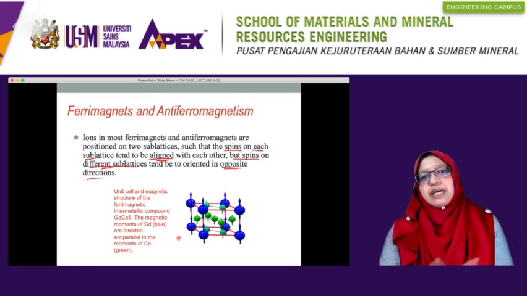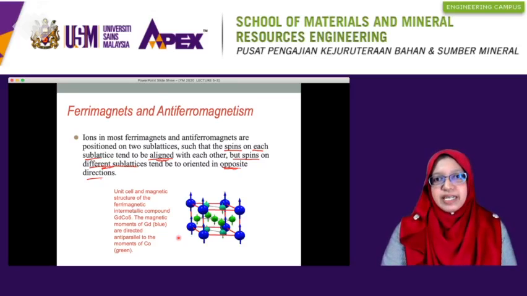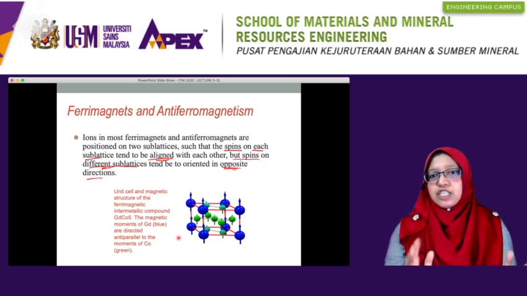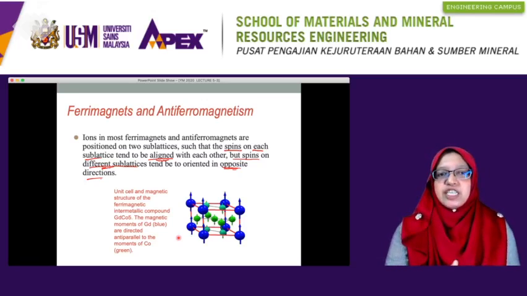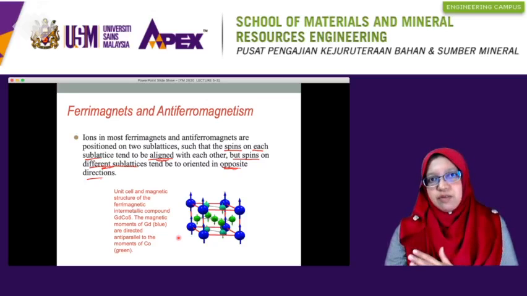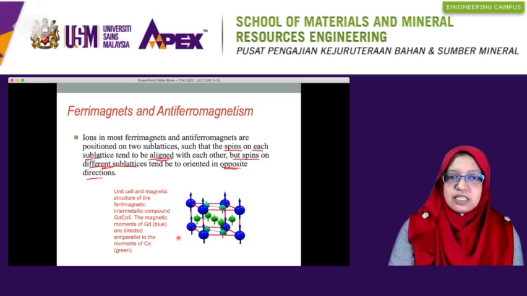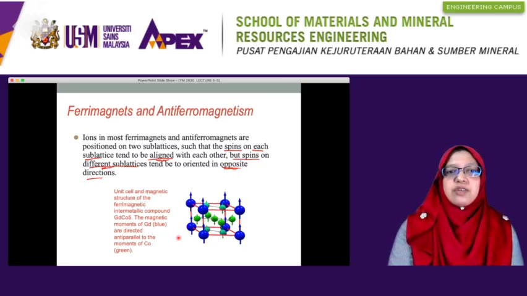Then we have ferrimagnetism and antiferromagnetism. Ions in most ferrimagnets and antiferromagnets are positioned on two sublattices such that the spins on each sublattice tend to be aligned with each other, but spins on different sublattices tend to be oriented in opposite directions.